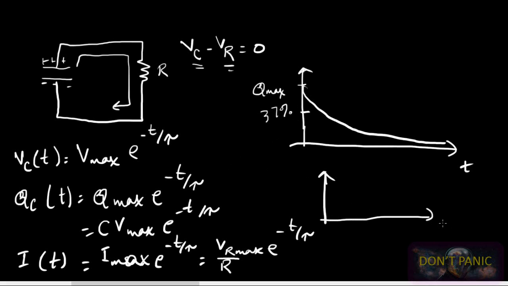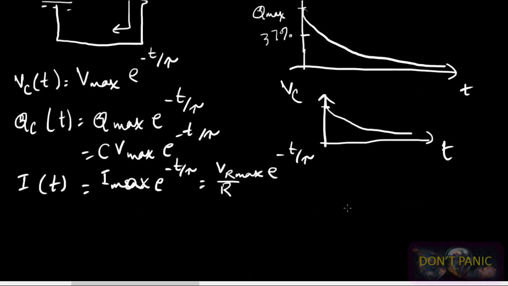I think we made a mistake when we were doing the charging part. We said 37%, but it should have been 63%. If we were plotting the voltage across the capacitor, it's going to start at its maximum value and then go down. What is the voltage across the resistor going to do? It's going to do exactly the same thing. It's also going to go down because the voltage across the resistor is the voltage across the capacitor. And the current, if you were plotting that as a function of time in this circuit, is going to start at its maximum value and go down.